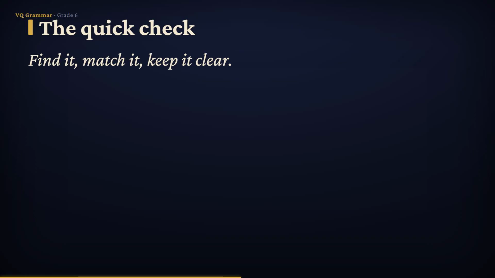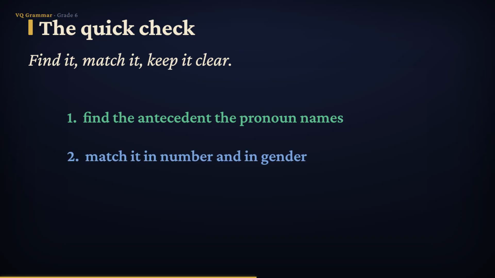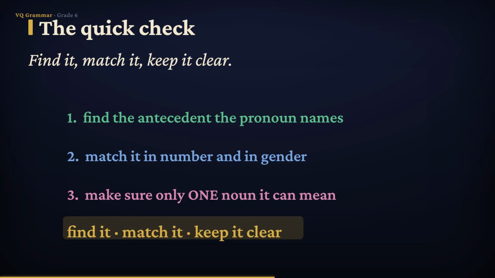Let's turn all of this into a quick three-step check you can run on any pronoun. Step 1. Find the antecedent, the noun that the pronoun is naming. Step 2. Match it in number and in gender, singular or plural, he, she, or it. Step 3. Make sure there's only one noun the pronoun could possibly mean, so nobody is left guessing. Find it, match it, keep it clear.